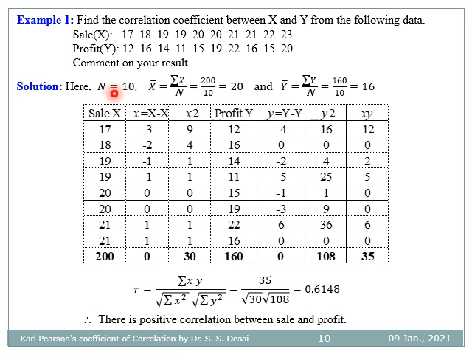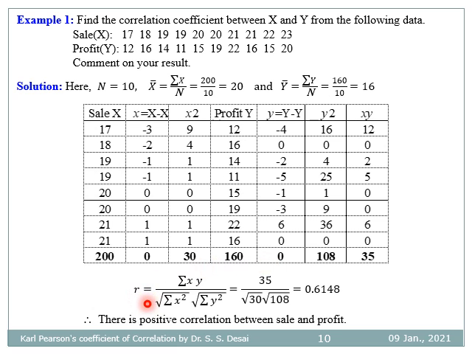And for various sums, sum of squares and sum of products, we prepare this table and obtain the sums. Summation of X is 200, summation of x minus x bar, that is small x, is equal to 0. Summation of small x square is 30. Summation of Y is 160. Summation of small y is 0. Summation of y square is 108. And summation of x into y is 35.